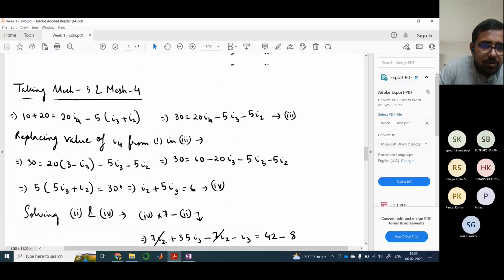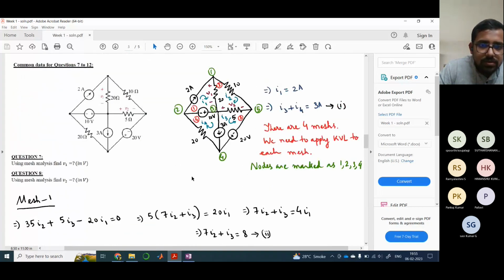So what is V1? We again need to go back to the question. V1 is this, right? The potential, not the potential difference, the potential or the voltage across the 20 ohm resistor. So you need to be careful about the plus and minus. So what would be this V1?